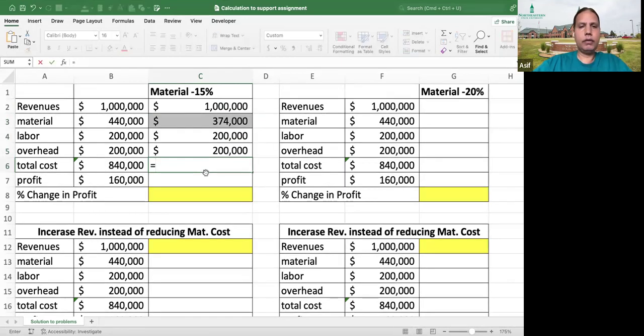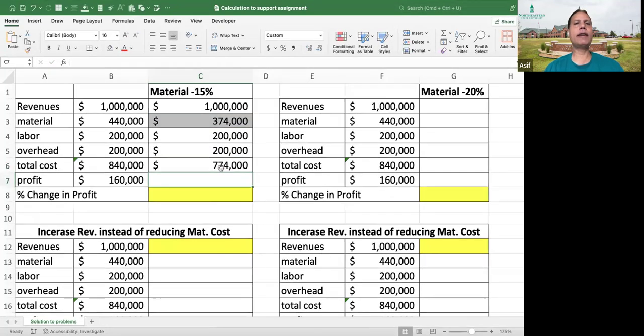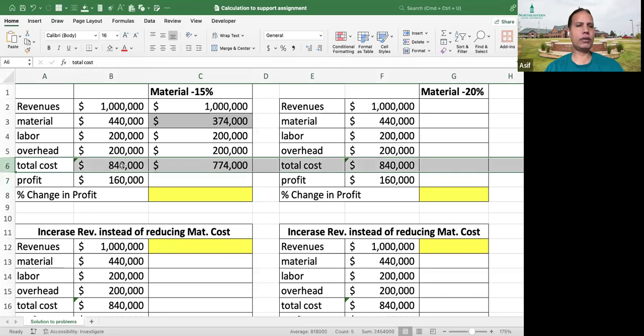So for total cost, again, we know it is the sum of these three costs, which means material cost plus labor cost plus overhead cost. So material cost plus labor plus overhead, and that gives us $774,000. So this is our new total cost. Initially, our total cost was 840,000, but in the new scenario, when we were able to reduce it by 15%, our total cost becomes 774,000.